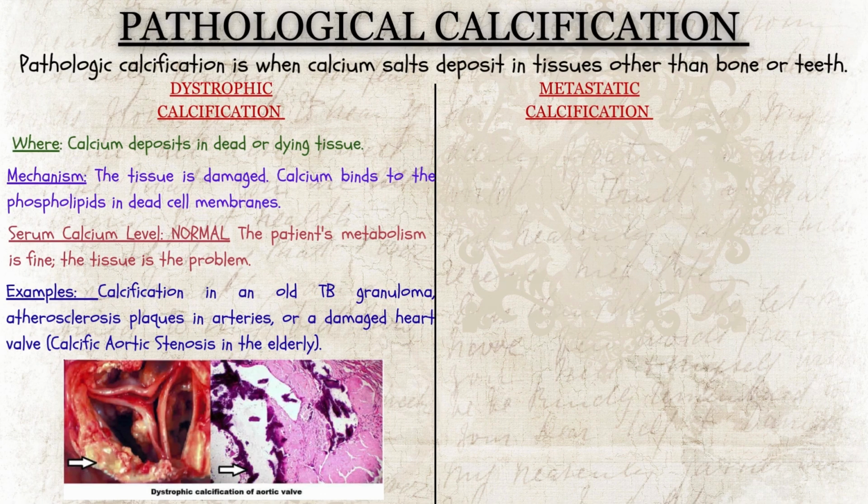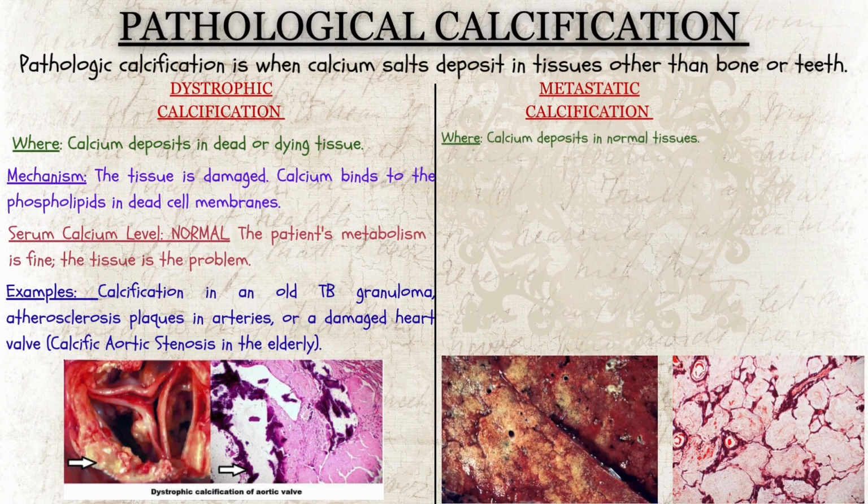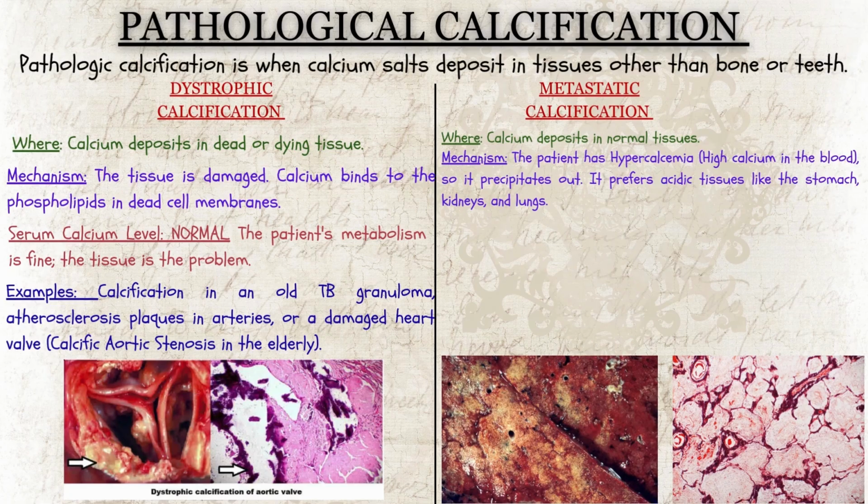in the elderly. Metastatic calcification. The calcium deposits in normal tissues. Mechanism: the patient has hypercalcemia, high calcium in the blood, so it precipitates out. It prefers acidic tissues like the stomach, kidneys and lungs. Serum calcium level here is high.